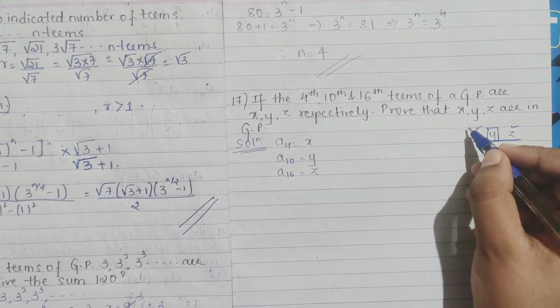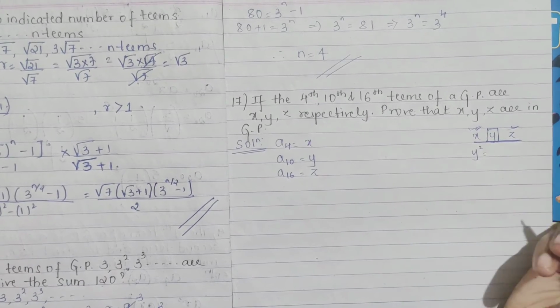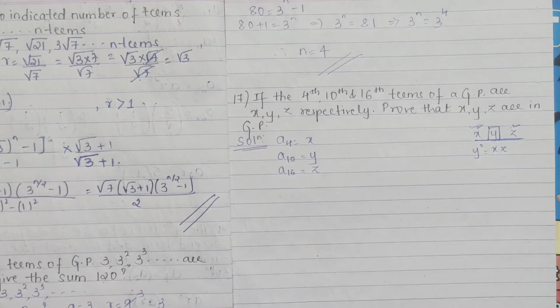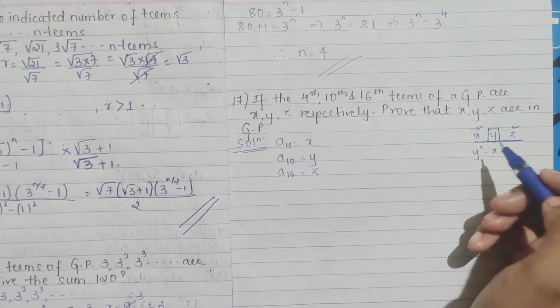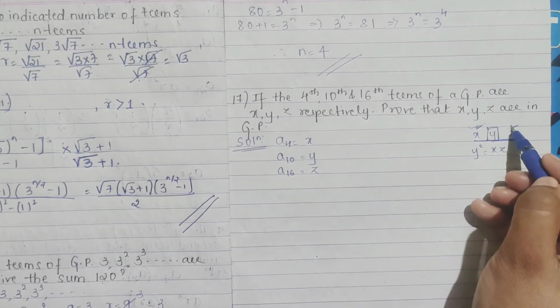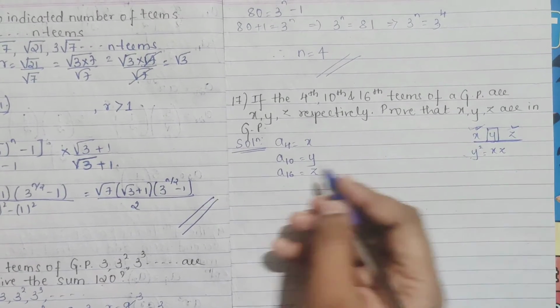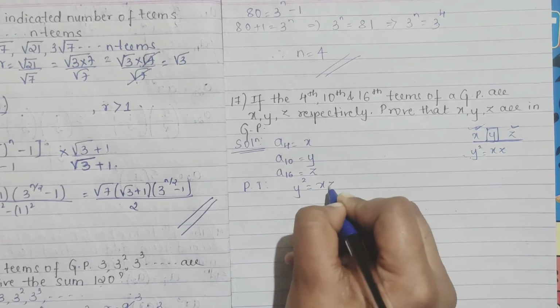It is the square of the product of first and last, which means your y square is equal to the product of your first term and your third term. If three numbers are given in GP, how will the middle term be? Middle term square will be equal to the product of first and third term. So basically you have to prove this. You can write, prove that y square is equal to xz.